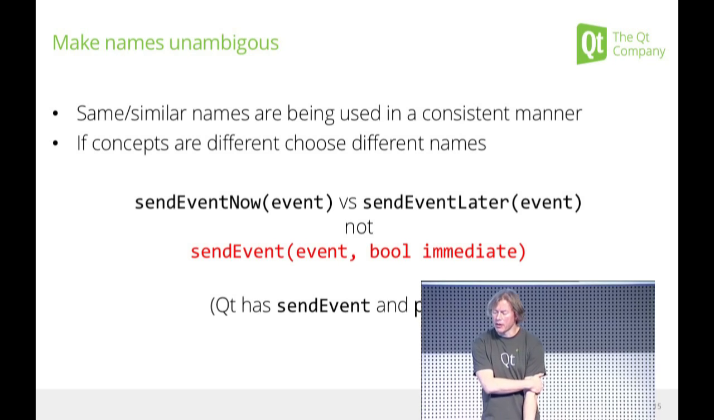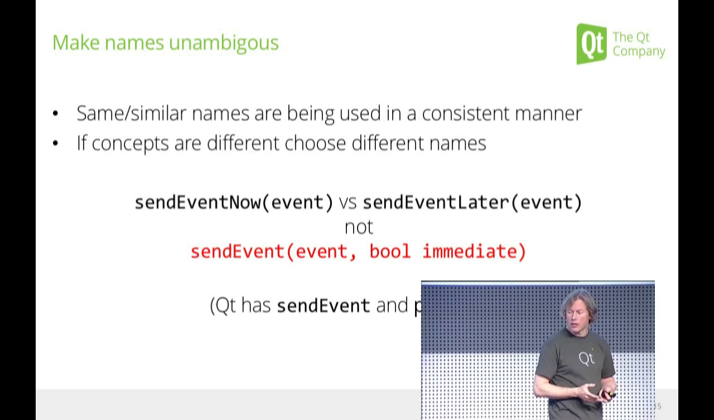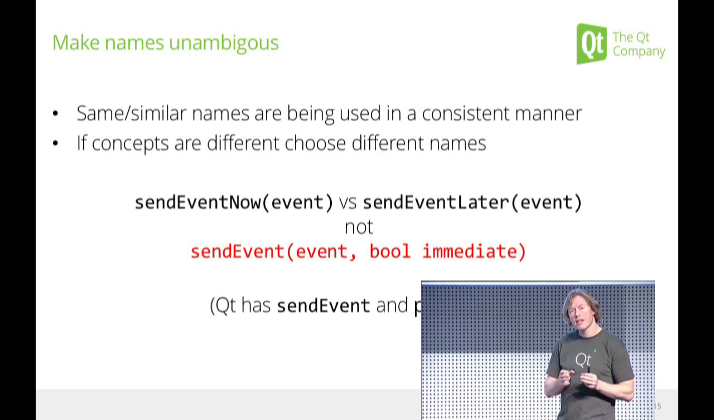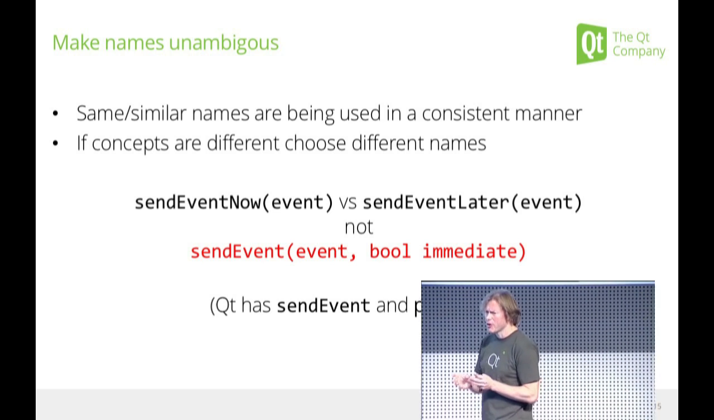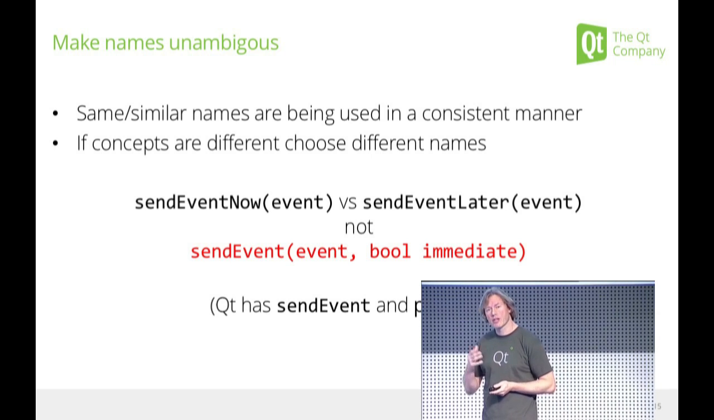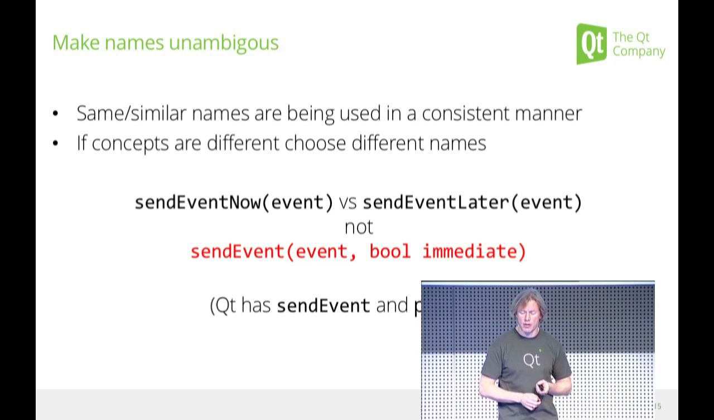Also make them unambiguous. Often, you have something where you have slightly different concepts, and then people still choose the same name because it's almost the same, but it might really lead into problems for people to understand what it exactly does. So if the concepts are different, really choose different names.